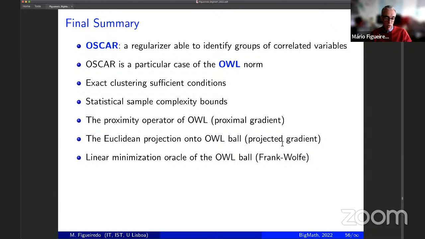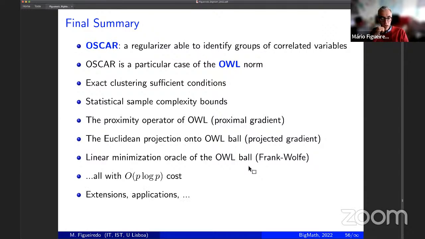From an optimization point of view, this is a very benign regularizer. It costs a little bit more than an L1 regularizer, but not much more. It goes from order P to order P log P in terms of cost. Everything you may want to do with it, like computing proximity operators, Euclidean projections onto balls, linear minimization oracles, they all cost order P log P. And then I talked a little bit about extensions. There are several applications; people have used these in different areas. And I think it's a useful addition to the toolbox of regularizers for supervised learning. And thank you for your attention, and I will be glad to answer any questions.